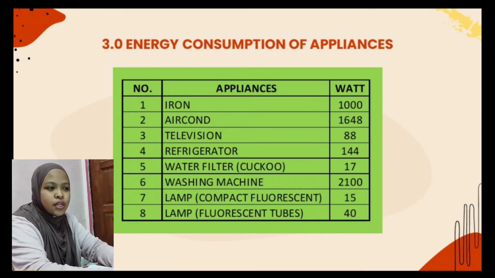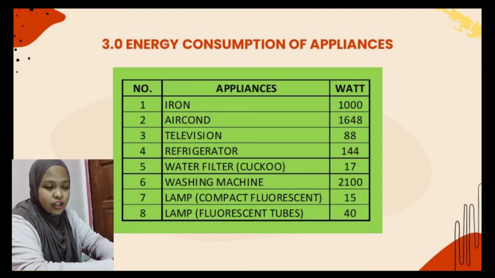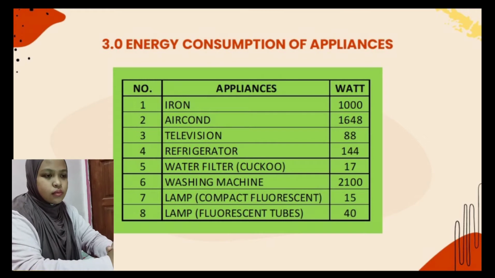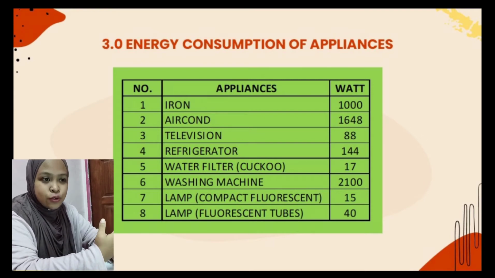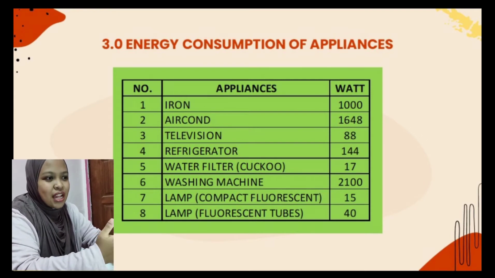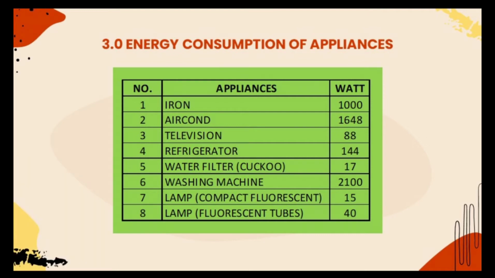Today I will present about energy consumption of appliances. Before I continue with the calculation, I will list down the appliances that our group chose. First is iron, aircon, television, refrigerator, water filter, which is Cuckoo, and washing machine. Lamps have two types, compact fluorescent and fluorescent tube. Okay, I will continue with the calculation of energy consumption.